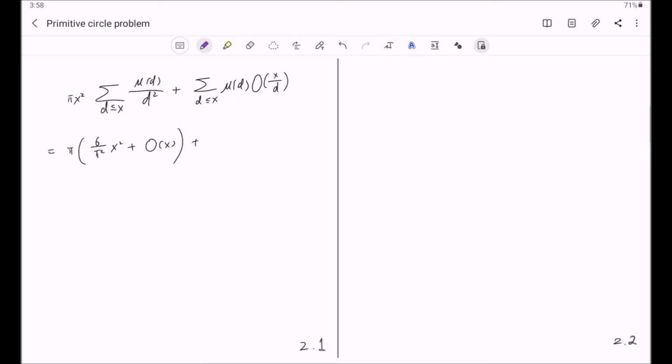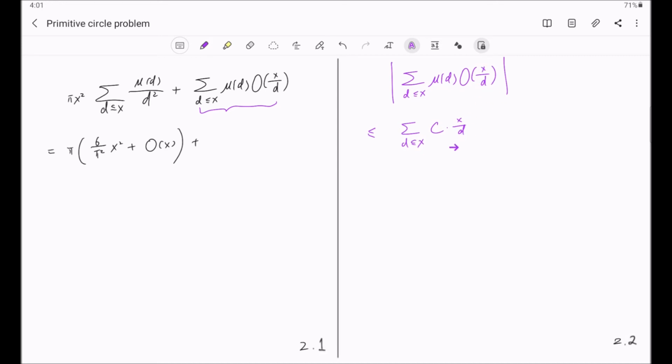And the second part can be estimated as follows. So this second part, in absolute value, will be less than or equal to, if we majorize this mu of d to just 1, because the absolute value of mu of d is always bounded by 1. And this big O of x over d will always be bounded by a constant times x over d. And remember, this constant should be independent of this ratio x over d.